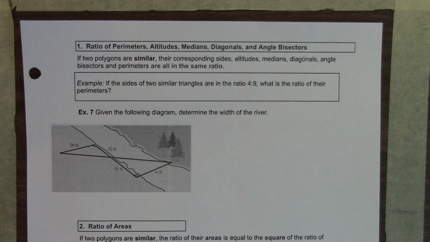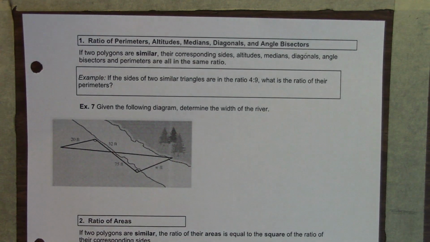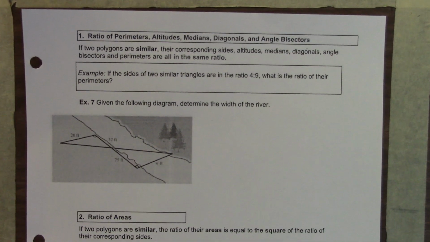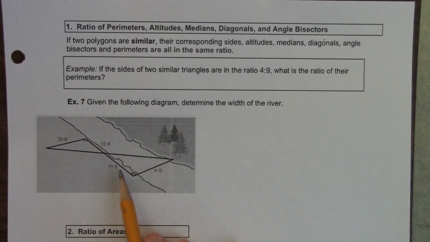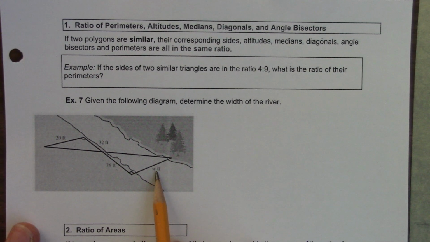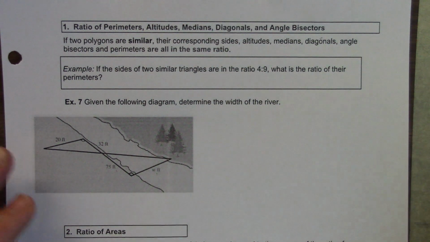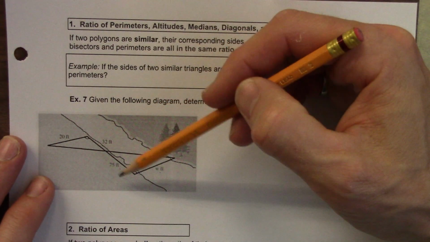All right, so I don't know if you can see this diagram. I think you can see it better than I can here. Let's zoom in a little bit more. Okay, we have 20 feet here, 32 feet, 75 feet, and we have W feet, unknown. So the first thing we want to do, we know we're working with triangles. We want to see if these two triangles are similar.